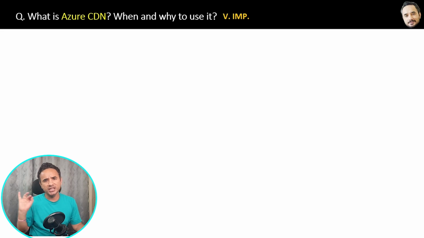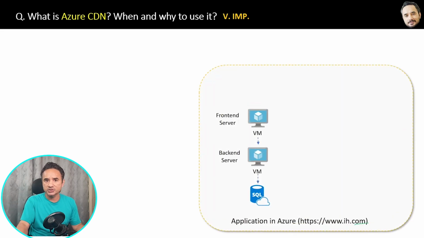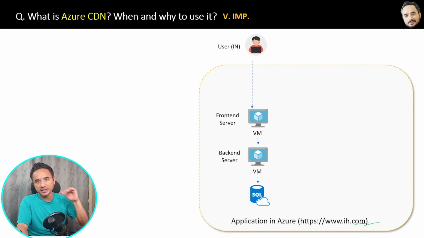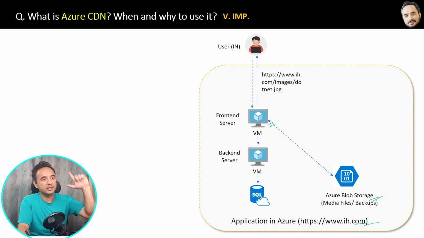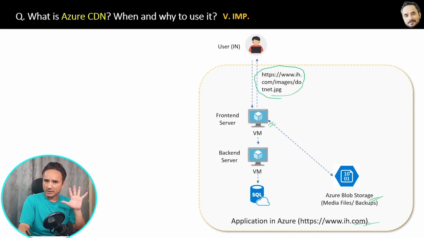Let's say you have built a very beautiful website, www.ih.com. You have hosted this website in India region, Mumbai region of Azure. Now, one user from India visits a page in your website. Inside your website page, there is a .NET image, and that image will be present in the Azure blob storage, right? So from blob storage, that will go to the front-end web server, and then that will be shared to the user from this image URL, right? And that is the simple way to download the images.